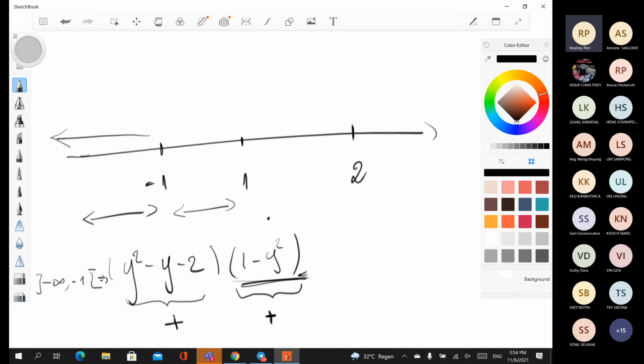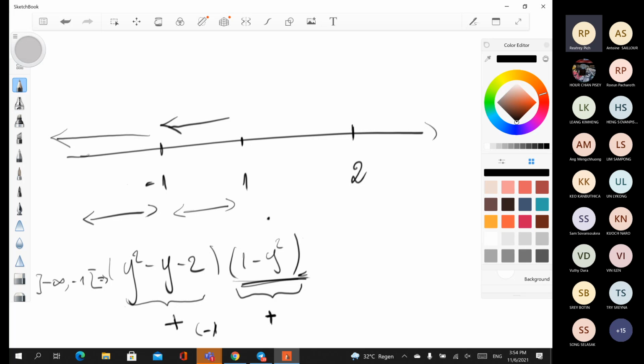How about this one? I think positive. You think positive? Okay, let's prove it. y squared: if y squared is less than 1, it means that y squared is always less than 1. Minus less than 1 and minus less than 2. So it's always minus. So minus multiplied by plus here means negative.